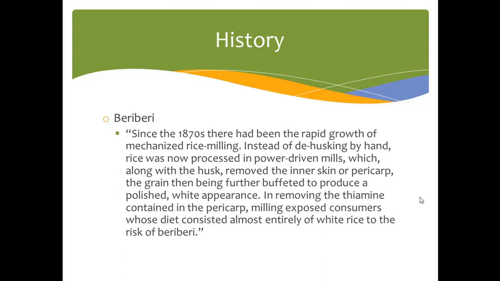So since the 1870s, there has been a rapid growth of mechanized rice milling. Instead of dehusking, right, by hand, rice was now processed by power-driven mills, which along with the husk, removed the inner skin or pericarp, the grain then being further buffeted to produce a polished white appearance. And in removing the thiamine contained in the pericarp, milling exposed consumers whose diet consisted mostly entirely of white rice to the risk of beriberi.